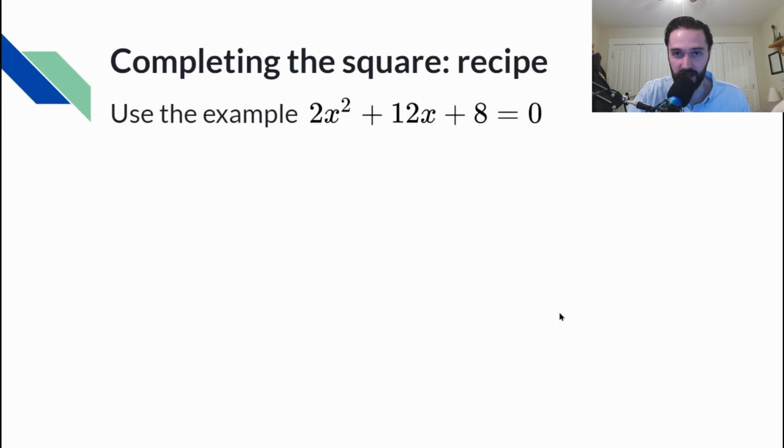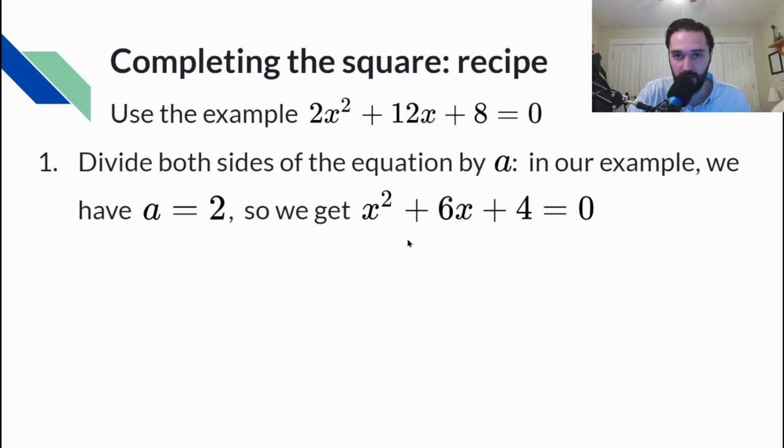Let's look at the method itself. Here's the recipe. We're cooking up some solutions here. We're going to use this example, with specific values for a, b, and c, to illustrate the recipe at each step. The first step is to divide both sides of the equation by a. In our example, we have a equals 2, so we get x squared plus 6x plus 4 equals 0. That's what we get when we divide both sides of this equation by 2.